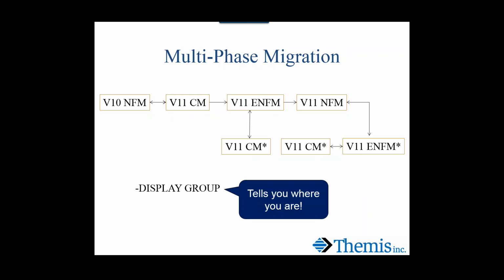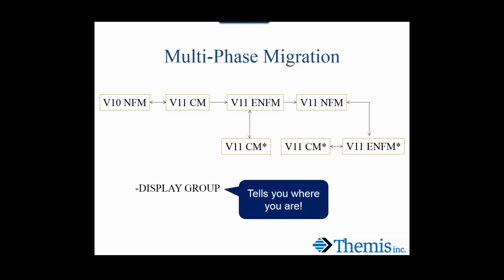These modes at the bottom there, CM asterisk and ENFM asterisk, those are for fallback. So if you migrate out of conversion mode into ENFM and then you decide there's a problem and you need to fall back, you can fall back to conversion mode asterisk. The deal there is you're running through a similar code path that you were in conversion mode. The little asterisk there means you're not really back in conversion mode. In other words, you can no longer fall back to version 10 once you've moved forward from conversion mode the first time.